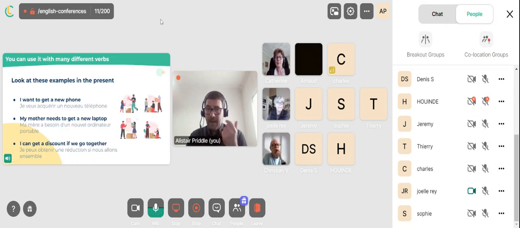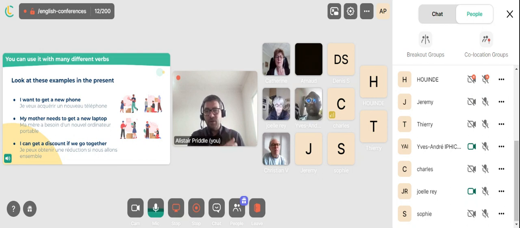You can use it with many different verbs. Let's look at these examples in the present. I want to get a new phone. My mother needs to get a new laptop. I can get a discount if we go together. Okay, well, let us continue.